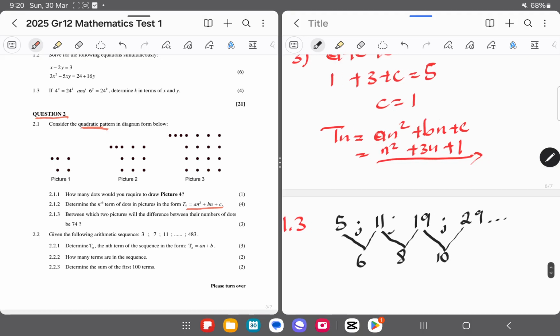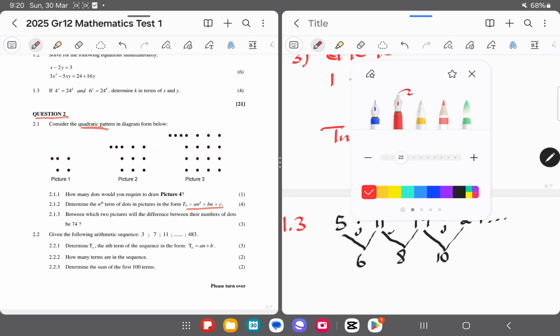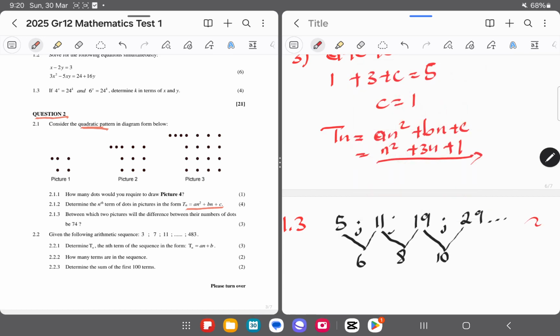Now they want to know between which pictures the difference will be equal to 74. Between which two pictures will the difference between the numbers of dots be 74? So they want to know between which pictures the difference will be equal to 74.